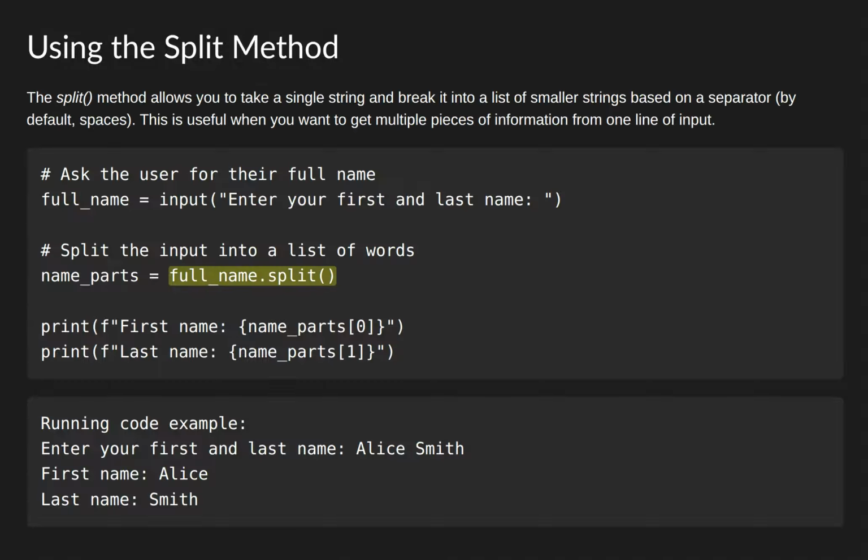The split method allows you to take a single string and break it into a list of smaller strings, using a separator, by default, a space. This is useful when you want to extract several pieces of information from one line of input.